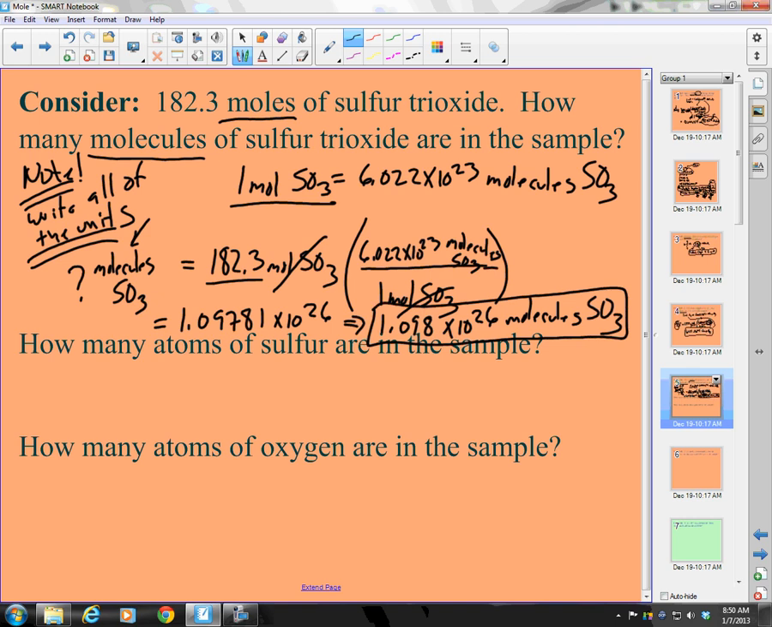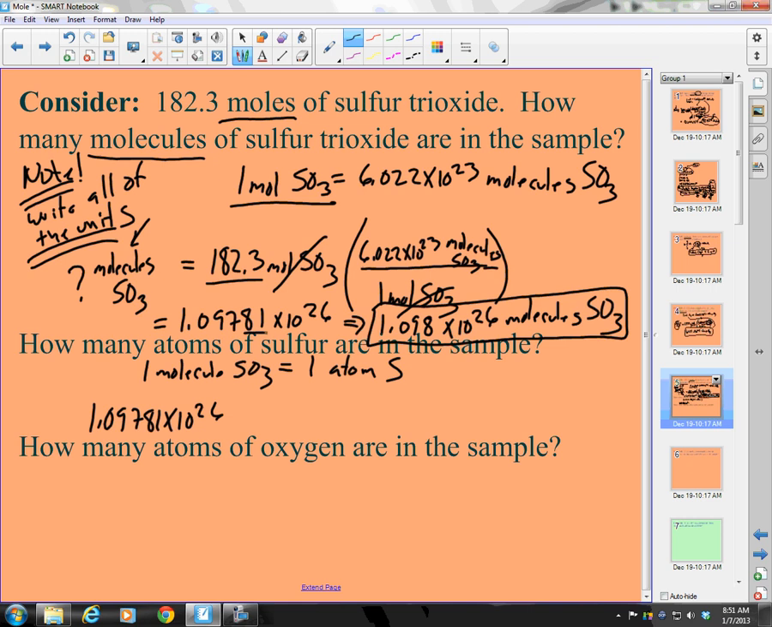Now, how many atoms of sulfur are in the sample? Well, hey, we go back to what we did with methane, right? How many atoms of sulfur are in one molecule? I have 1 molecule of sulfur trioxide, and I look at that and I say, oh, that's easy. There's 1 atom of sulfur in every molecule, so I have what? 1.09781 times 10 to the 26th.